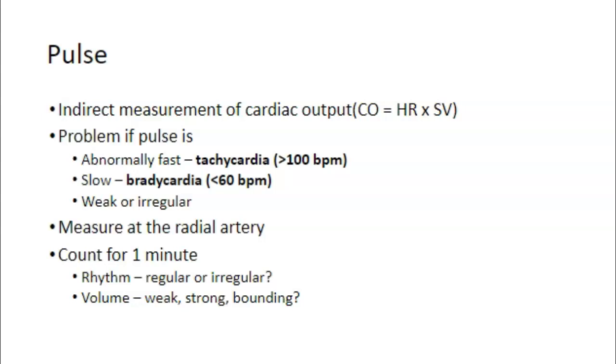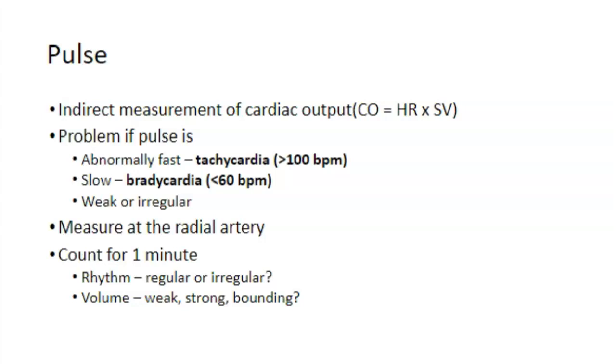When we're looking at pulse, pulse is sort of an indirect measurement of cardiac output. And when you look at the definition of cardiac output, we're actually looking at the heart rate times the stroke volume. And the stroke volume is the amount of blood that is ejected per heartbeat. And so that's a measure of cardiac output.